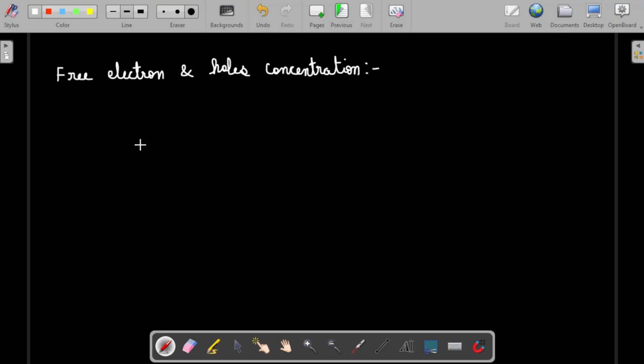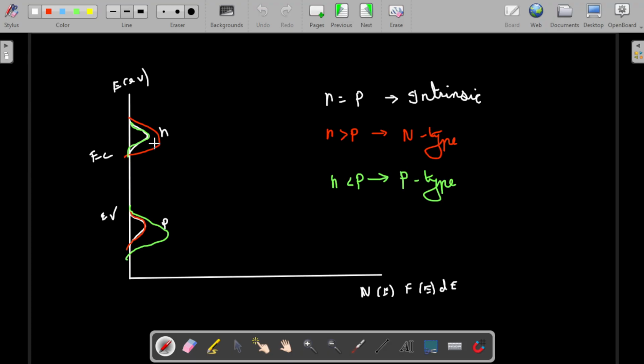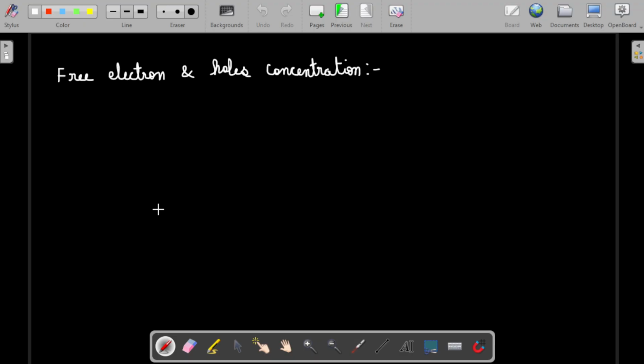So last class we saw this graph, right? This is the percentage of area where there is a free electron concentration, and this is the percentage of area where there is a free hole concentration. Let's now try to find out physically how much is the quantity, in terms of a numerical value. So let's derive an equation, a formula, so that we will be able to get it.